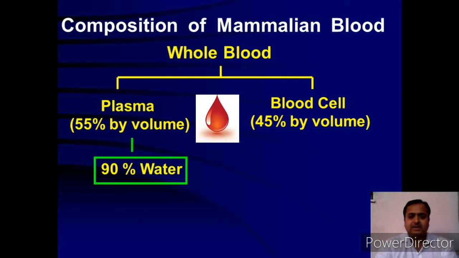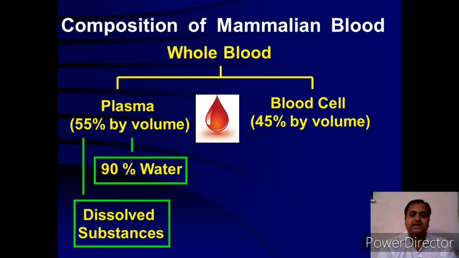Now, what does plasma contain? Plasma itself has 90% water and 10% other components. What are these other components? These components include some dissolved proteins, antibodies, sugars, vitamins and mineral salts. The remaining part is composed of water. All these substances are dissolved in the water and it forms plasma.